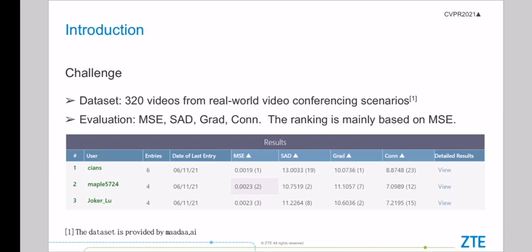The dataset is 320 videos captured in real video making, then sampled and labeled at 5 or 6 fps. There are 220 for training, 50 for validation, and 50 for testing. The competition results were evaluated by 4 metrics. The ranking is mainly based on MSE. We won 3rd place in this competition.